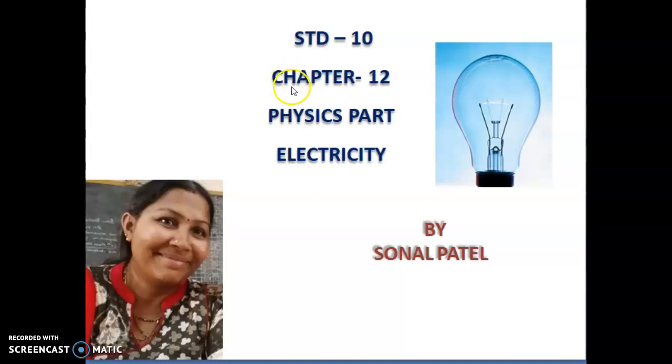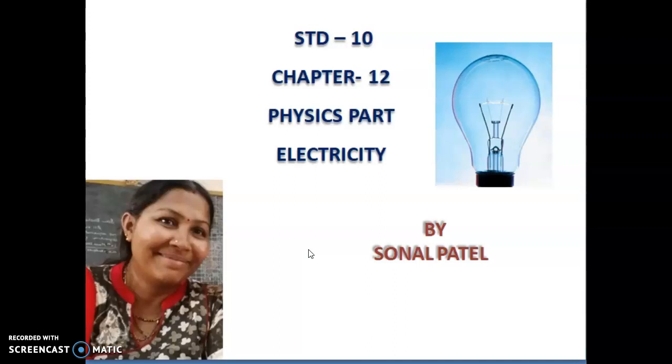Today we will start chapter 12, physics part, electricity. Electricity is an important source of energy in modern times. Electricity is used in our homes, in industries, and in transport. For example, electricity is used in our home for lighting, operating fans and heating purposes.